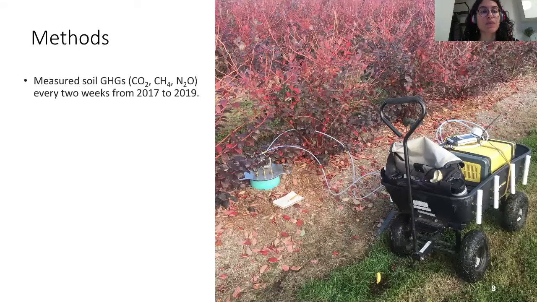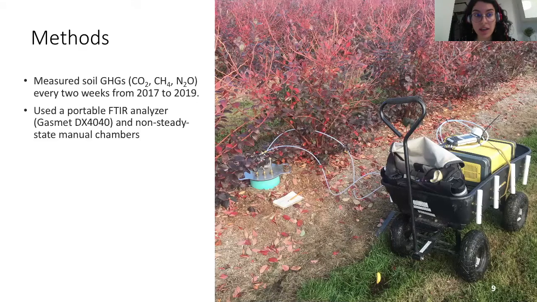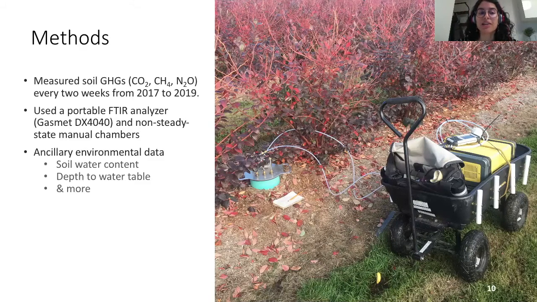So I measured soil greenhouse gas emissions, CO2, methane, and nitrous oxide every 2 weeks for 2 years from 2017 to 2019 from each of these fields. I used a portable FTIR analyzer and non-steady state manual chambers, and I collected ancillary environmental data like soil water content and depth to water table.